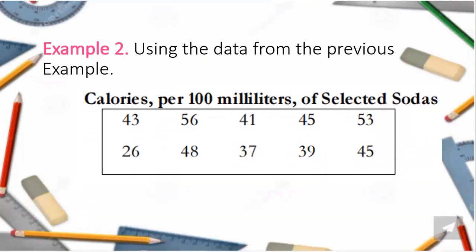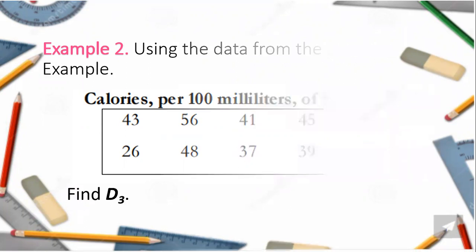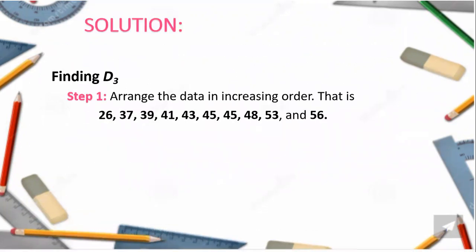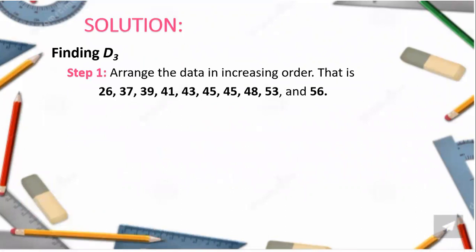So for our example, using the data from the previous example on 10 popular sodas, we have the calories per 100 milliliters. We find the third decile. Step 1, we arrange the data in increasing order. So we have this arrangement: 26, 37, 39, 41, 43, 45, 45, 48, 53, and 56.